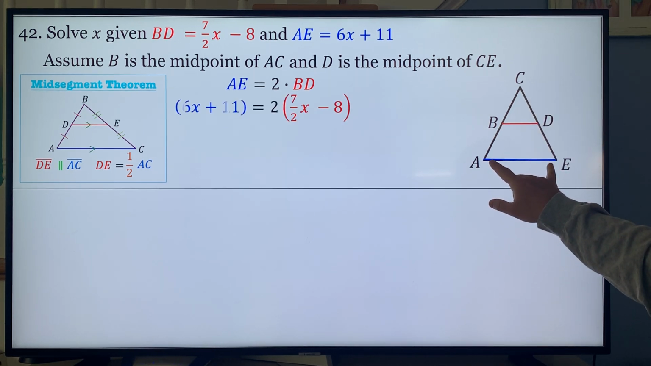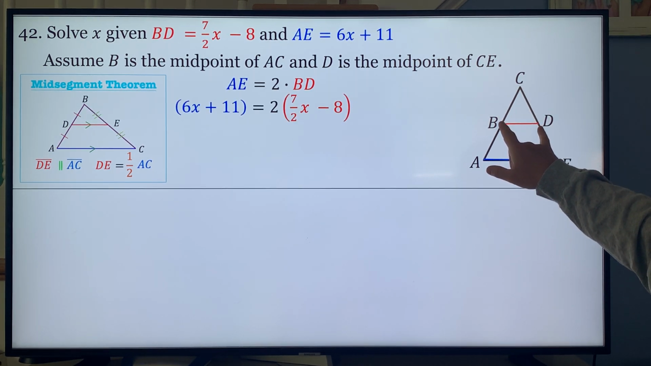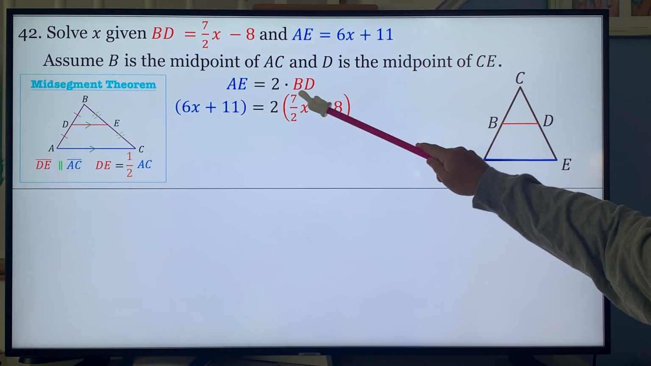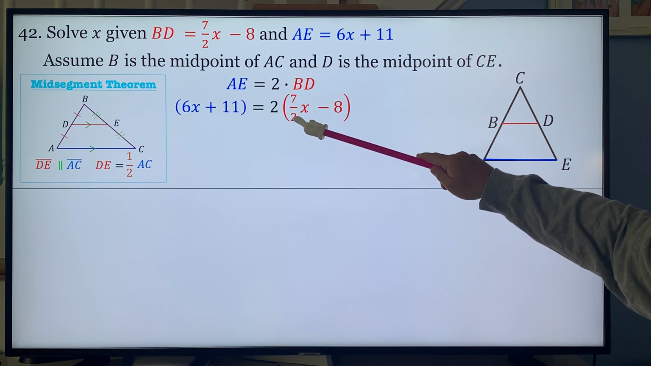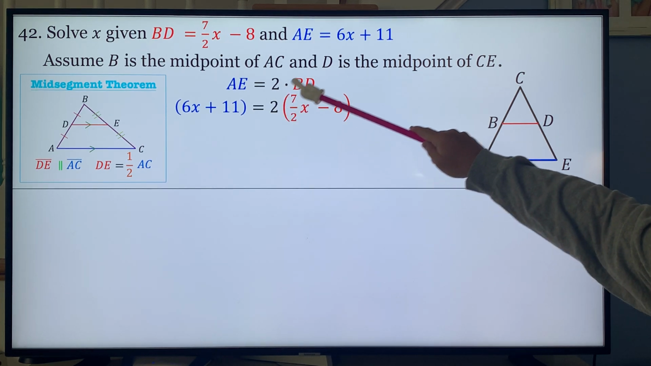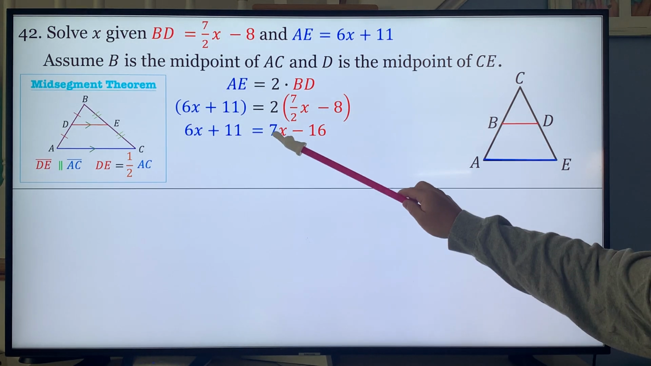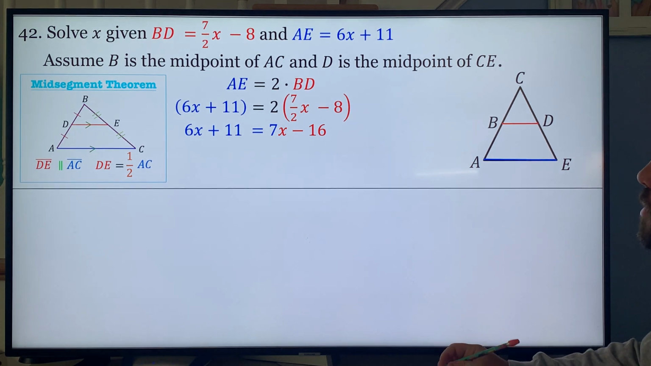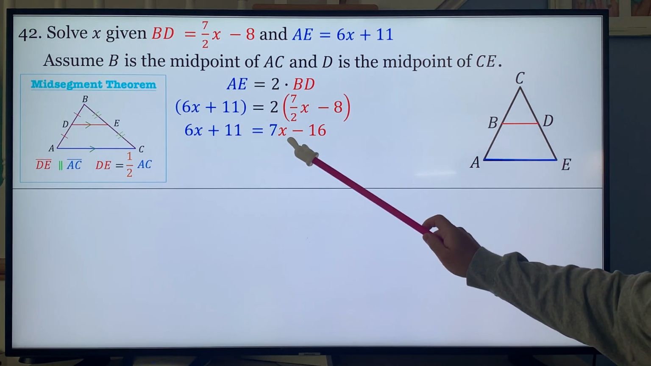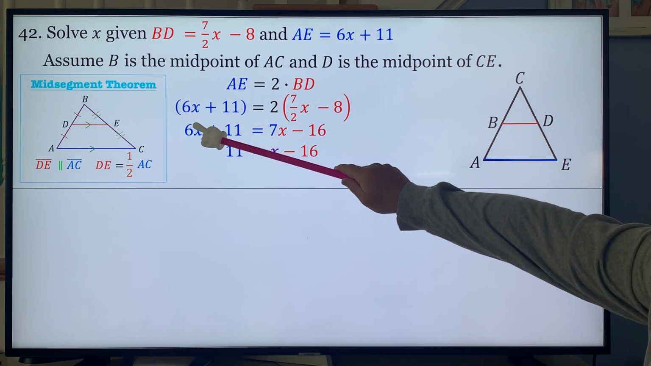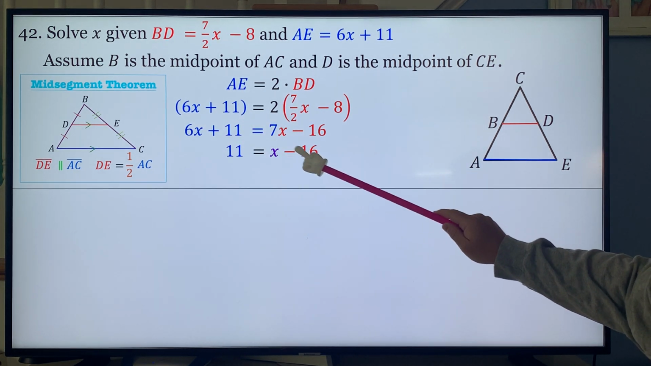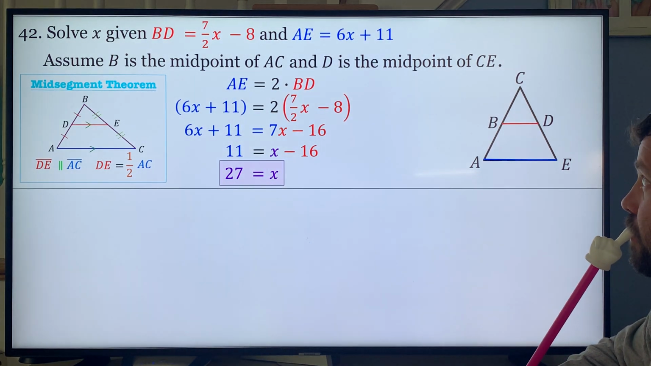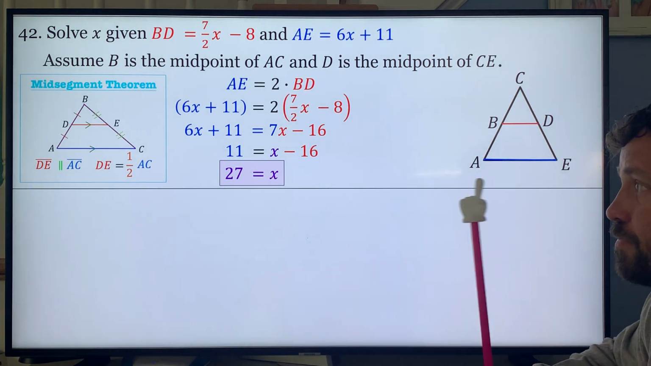So 6x plus 11 equals 2 times 7 halves x minus that. Now you distribute the 2 in. 7 over 2 times 2 is 14 divided by 2 is 7. So this is 7x minus 16. It should be right. All right. Subtract 6x from both sides, or 7x, doesn't really matter. Add 16 to both sides, x equals 27. Good? That's it.